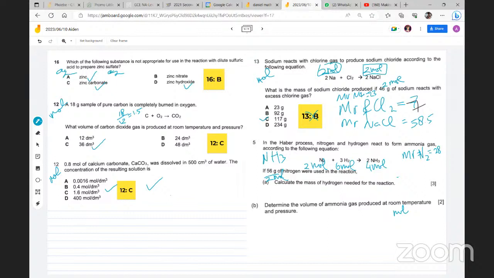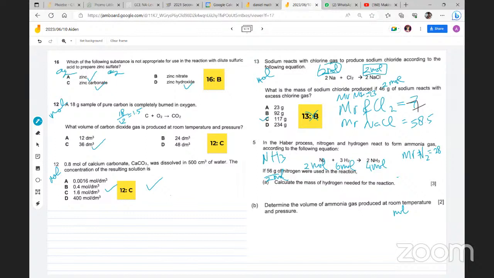How do I find the mass? Again, from mole, you can go to mass, but what is the link between mass and mole? Surprisingly, you have been using them a lot today. Gram over Mr is mole. Therefore, mass is mole times Mr. Yes, correct. Which is what you did in question 13, for example.